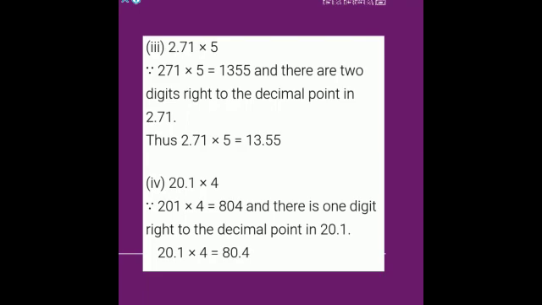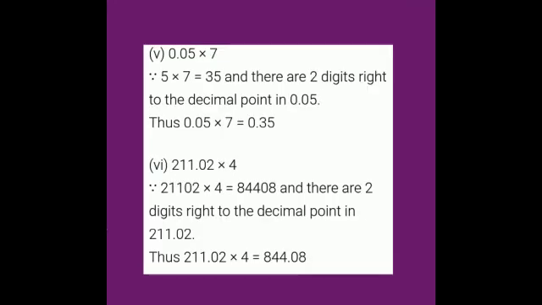Next, fourth subdivision, 20.1 into 4. Now without any decimal point we multiply 201 into 4 which is equal to 804. And in the question there is one digit right to the decimal point in 20.1. Therefore, our answer also should consist of one digit right to the decimal point. Therefore, 20.1 into 4 is equal to 80.4.